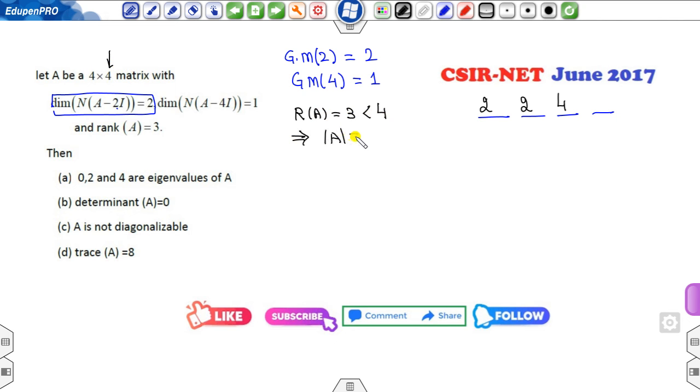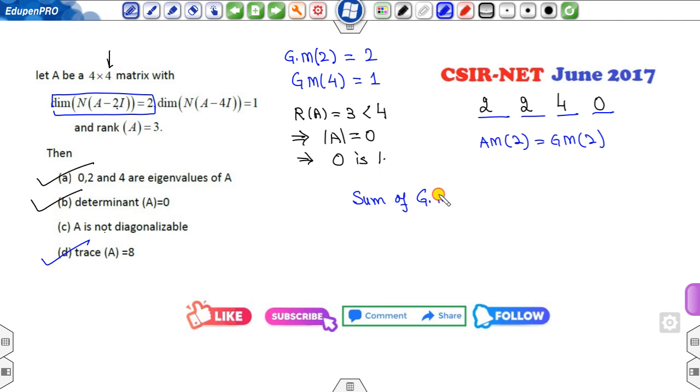What does it mean? Determinant of A is 0. That means 0 is one eigenvalue. Fine. 0, 2, 4 are the eigenvalues. Determinant 0. A is not diagonal. Trace is 8. How can you check? If I prove that algebraic multiplicity of the 2 and geometric multiplicity are the same, but the matrix is not given. If I prove that the sum of the geometric multiplicity of the eigenvalues is n, the number of the column vectors. So what is the geometric multiplicity of the 0? That's the only target we need.